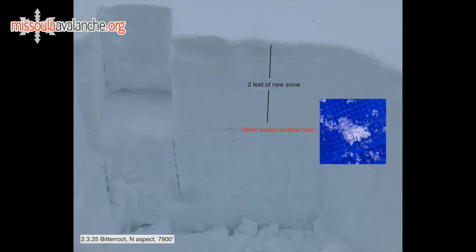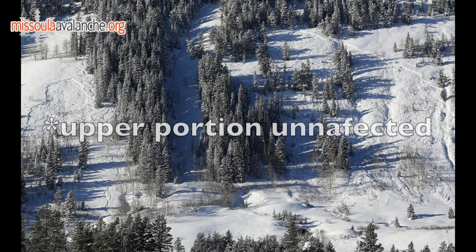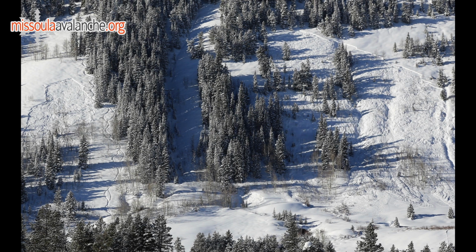Surface hoar often forms lower on the slope or in areas outside what we would consider the normal start zone. So if we look at this picture from the Crested Butte Avalanche Center, we see the avalanches releasing low on the slope with ski tracks, while the upper portion of the start zone is unaffected, and this is pretty typical. So if you're looking for surface hoar, dig in multiple areas and just know that if you don't find it in one pit, that's not enough to rule out that it isn't elsewhere on the slope.